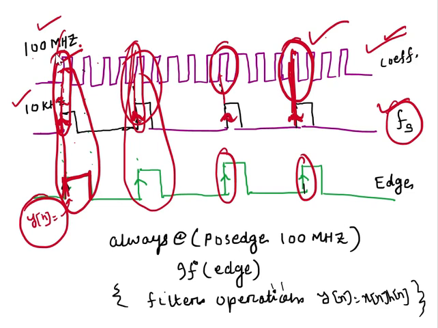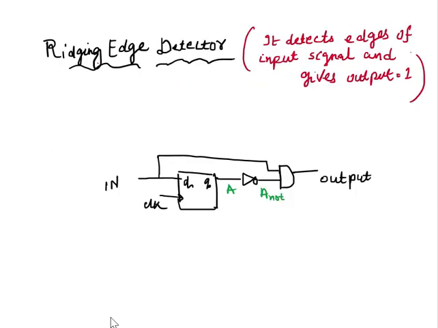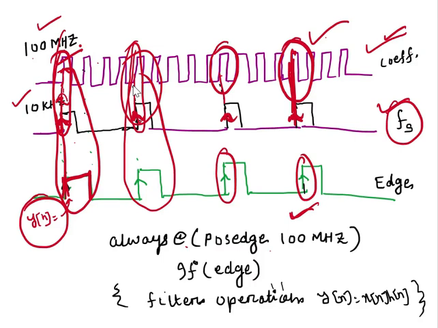Okay, so see what we have written here: always at the positive edge. I will explain this one again. So what is the circuit for this one? This is the rising edge detector. It can be a rising edge or a falling edge, positive edge or negative edge. It detects the edges of the input signal and gives output equal to 1. So it is detecting the edges of this input signal, but with respect to this clock. Okay, this portion.